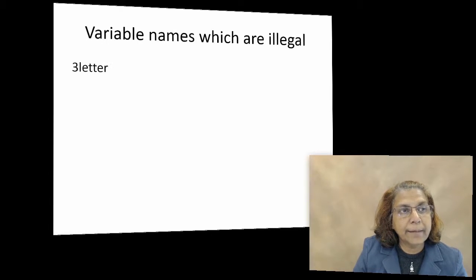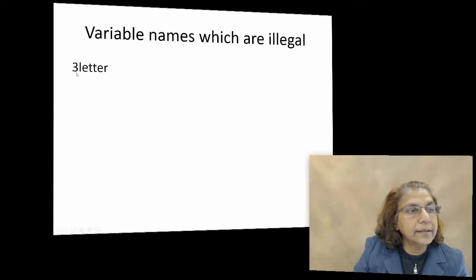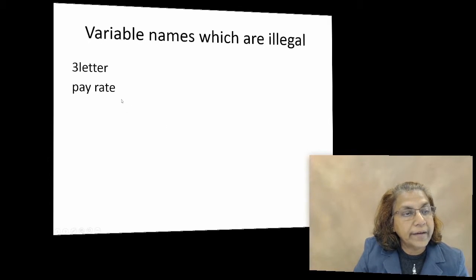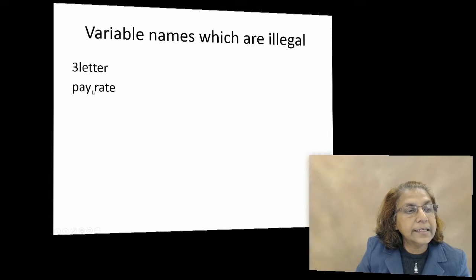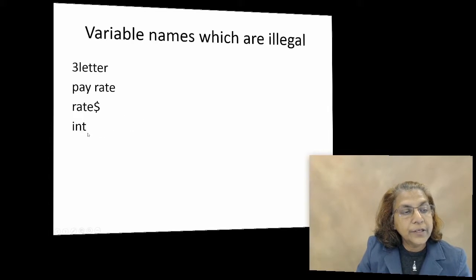So, let's look at some examples. Something like 3letter is not allowed in C++. It's an illegal variable name, and the reason is it begins with a digit. Pay rate with a space is illegal because it contains a space. Rate$ is not allowed because of the special character. We cannot use dollar or any special characters. We can't use int because this is a reserved word. It has a special meaning in C++. Similarly, float is also a reserved word.